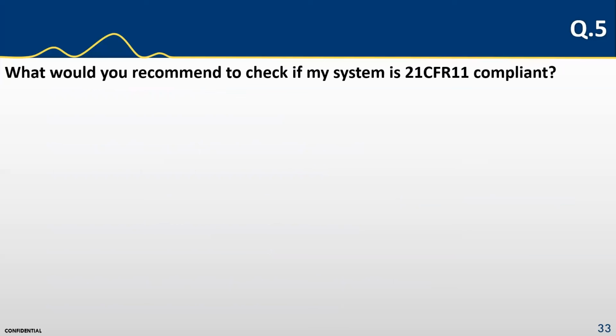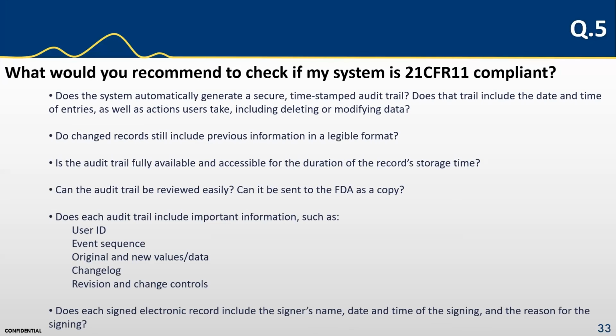And if you look at audit trails, here are some of the things to look out for. Does the system automatically generate a secure timestamped audit trail? Does that trail include the date and time of entries, as well as actions users take, including deleting or modifying data? Do changed records still include previous information in a legible format? Is the audit trail fully available and accessible for the duration of the record's storage time? Can the audit trail be reviewed easily?